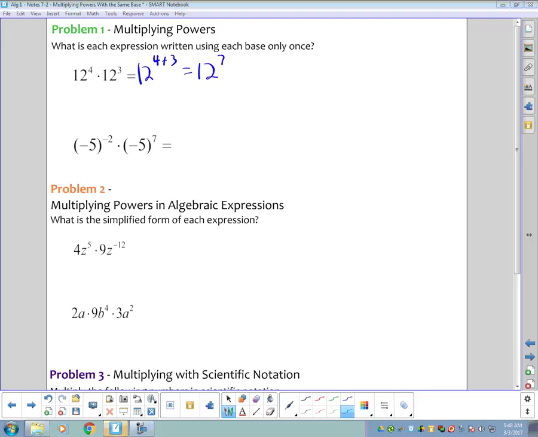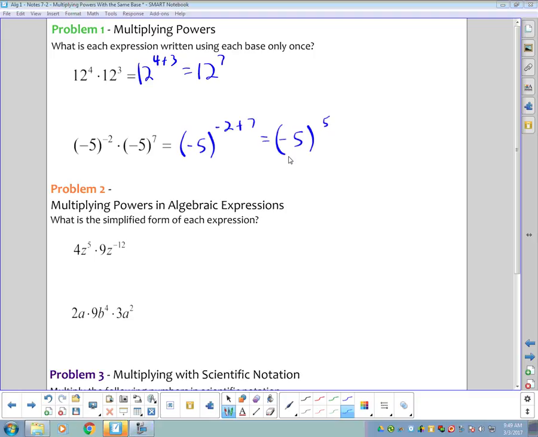What's this one going to be equal to? To the 5th, because you're going to add the negative 2 plus 7, which is negative 5, to the 5th. So we're not going to list them all out like I did in the beginning and count them. We're just going to add the powers. And something like 12 to the 7th is a very big number. You can just leave it 12 to the 7th. I'm really just focusing on the rule, adding the powers.